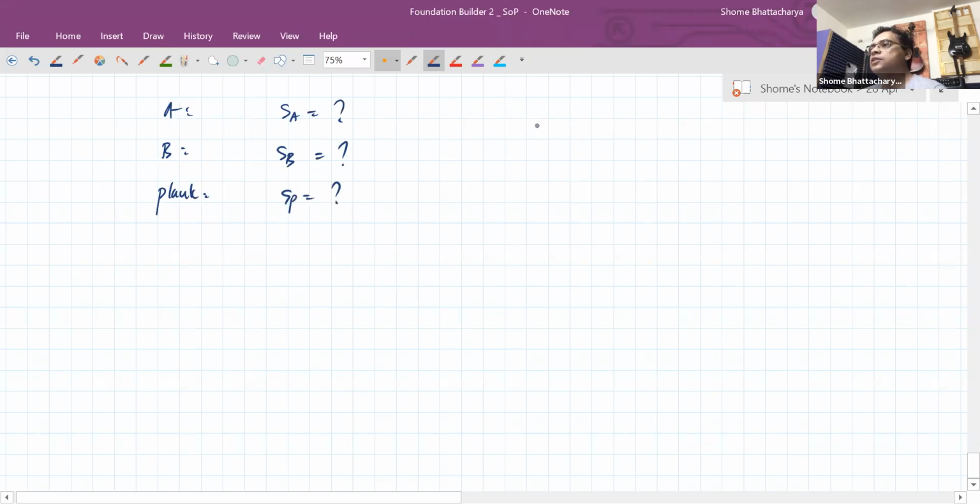But what are the facts that we do know? We know that the displacement of the center of mass is 0, and we know that with respect to the plank, A has a displacement of +6, and with respect to the plank, B has a displacement of -6. So you can see that from this we will generate 3 equations.